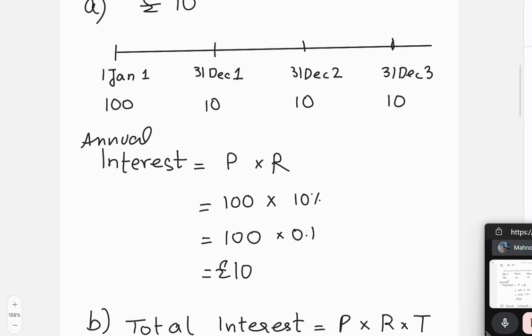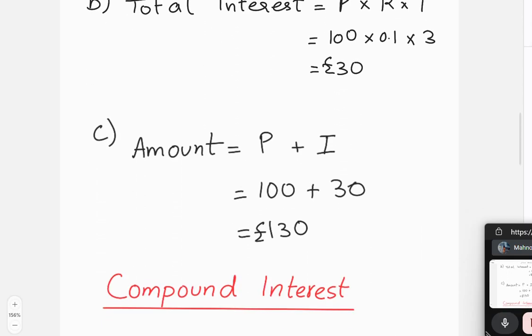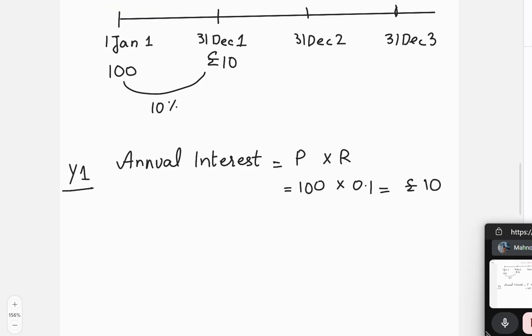Because in simple interest, you're not compounding it. You just need to work out the interest just once, and the same interest will be paid in the second year and the same interest will be paid in the third year. But here, it's a bit different. So at the end of year 1, you have to compound it. What do they mean by compounding?